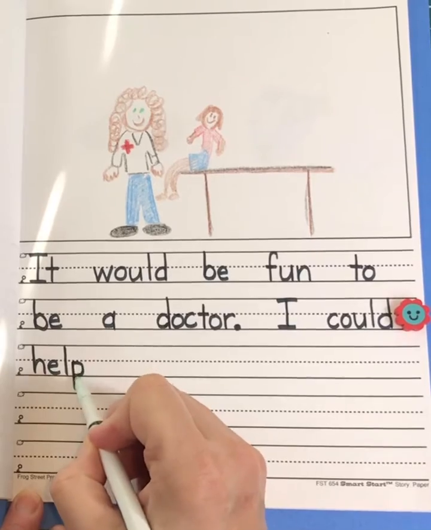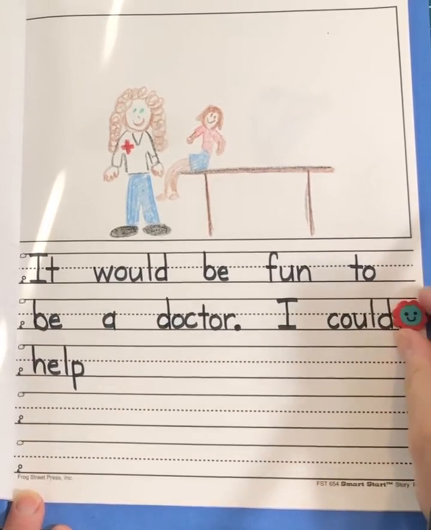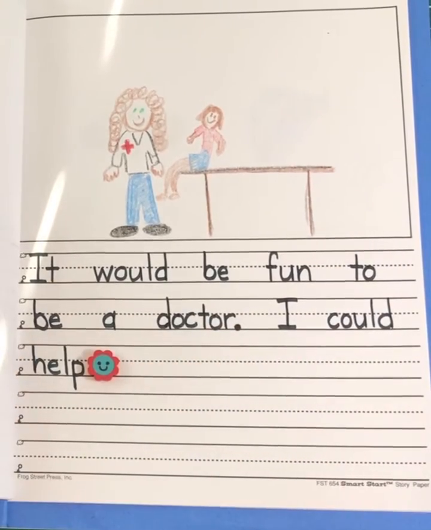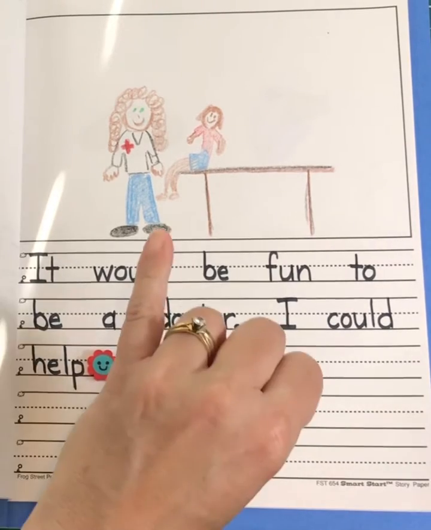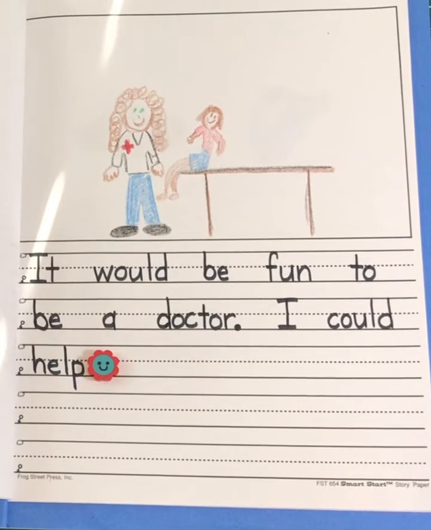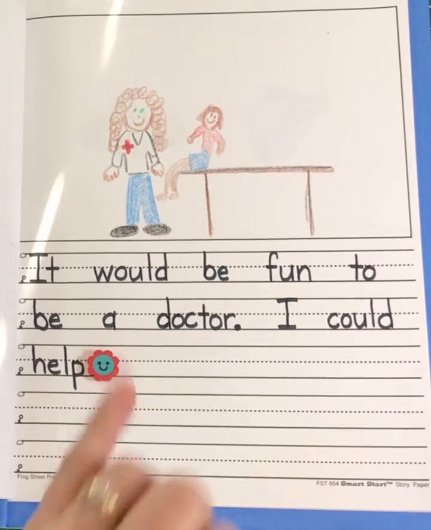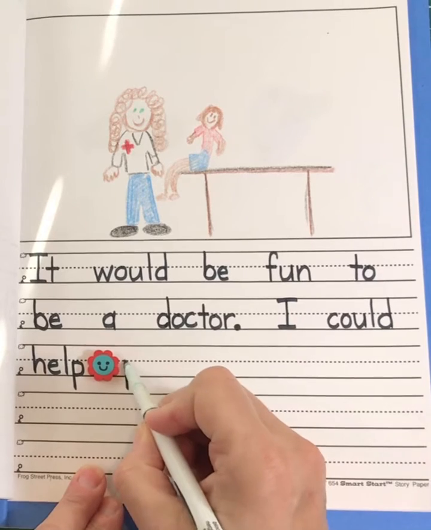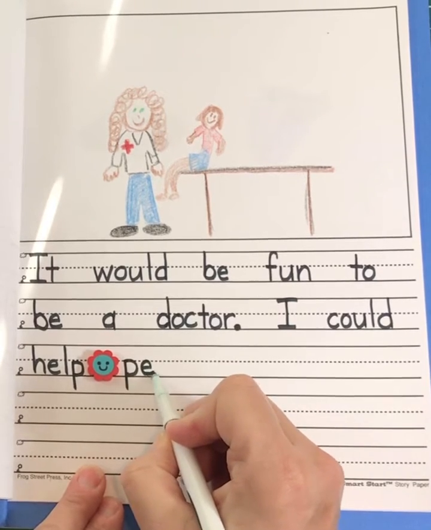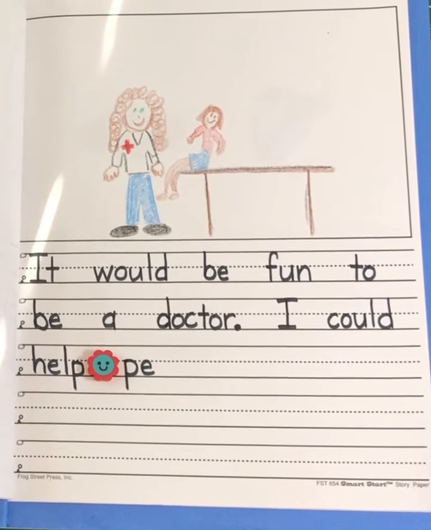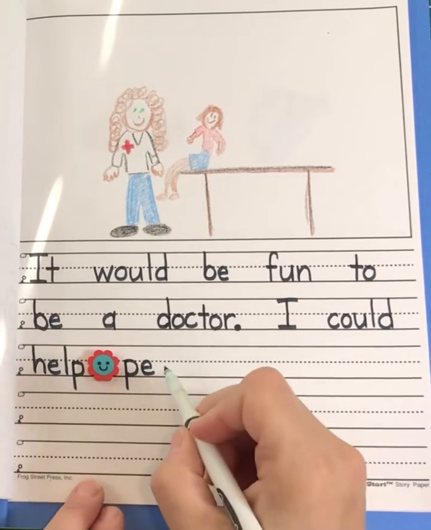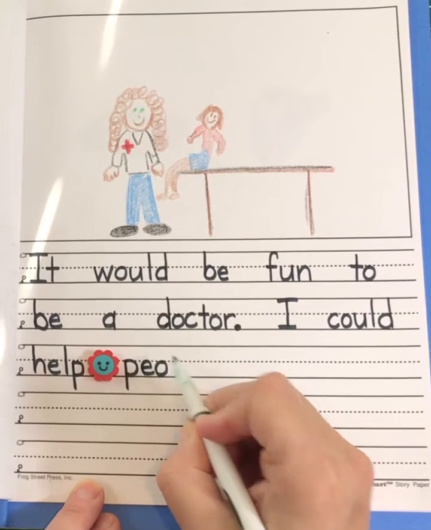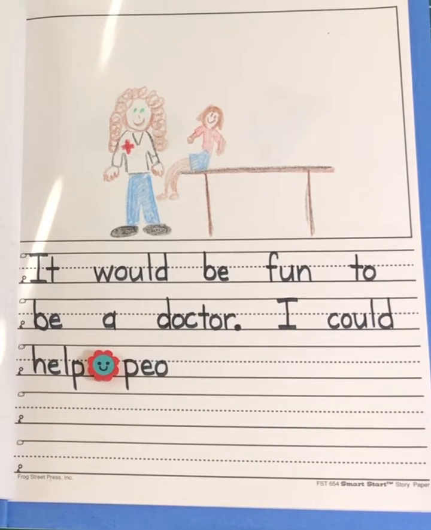H-E-L-P. I could help, leave my space, people. People has 2 syllables. People. Let's work on our first syllable, P-E. I hear 2 sounds in P-E. If that's all you put, you're doing a great job because I know you're listening to your sounds. Now, people is a strange word because there's actually an O here we don't hear. So P, pull. Pull is my second syllable.